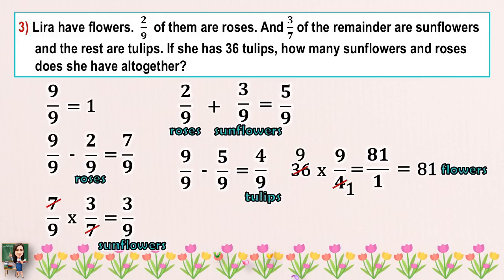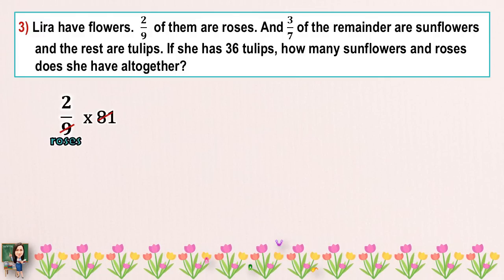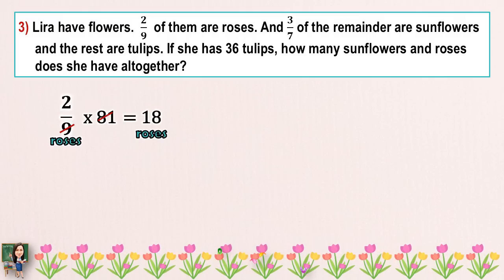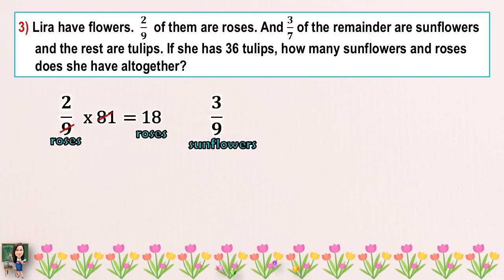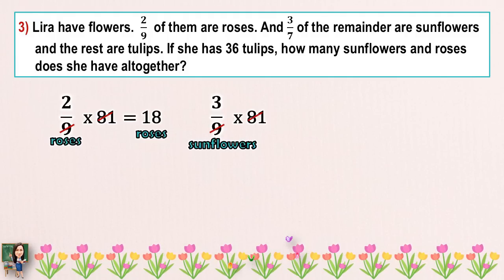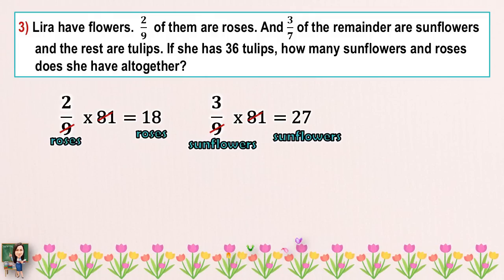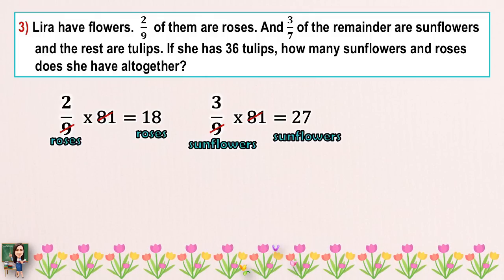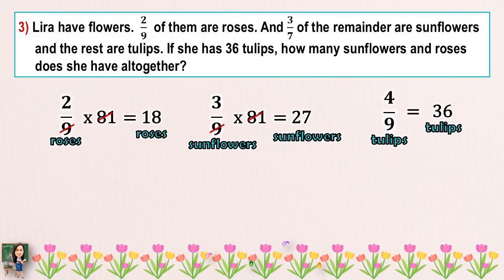81 flowers in all. 2/9 roses multiplied by 81 total flowers. Use the cancellation method. The GCF is 9. The answer is 18 roses. 2/9 is equivalent to 18 roses. Next, 3/9 sunflowers times 81. Use the cancellation method. Equals 27 sunflowers. 3 over 9 is equivalent to 27 sunflowers. Next, 4 over 9 is equivalent to 36 tulips.